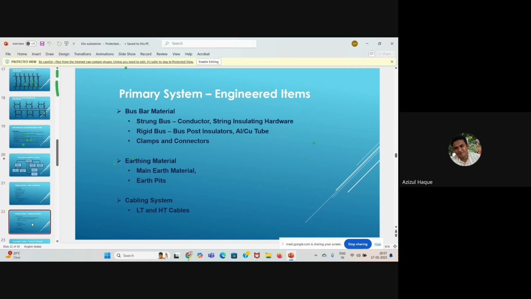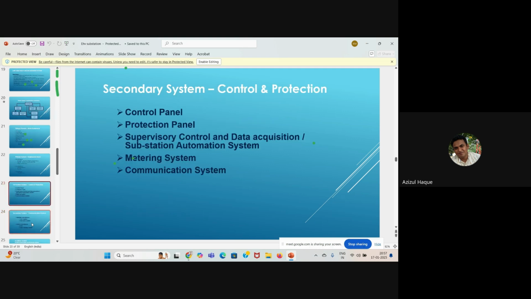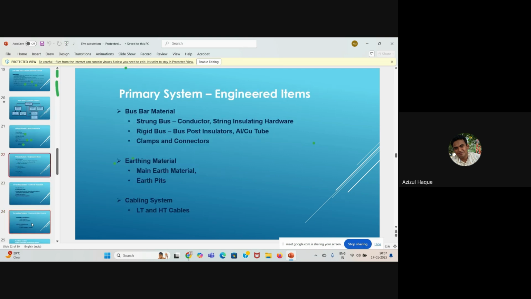Okay, so for the strung bus, conductor is required for stringing. We need stringing insulators, disc insulators, and stringing insulator hardware. Each of these things we have to find out, we have to calculate, and accordingly we have to decide the quantity. That's why this is called engineered items.